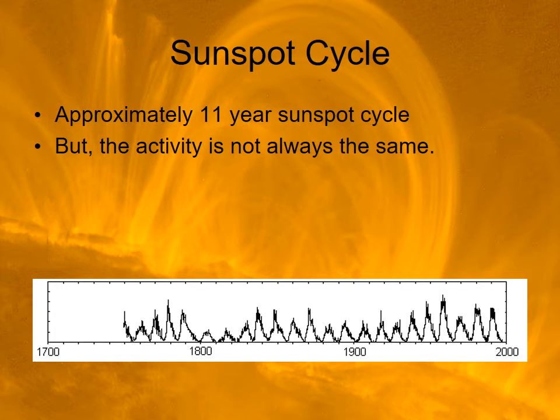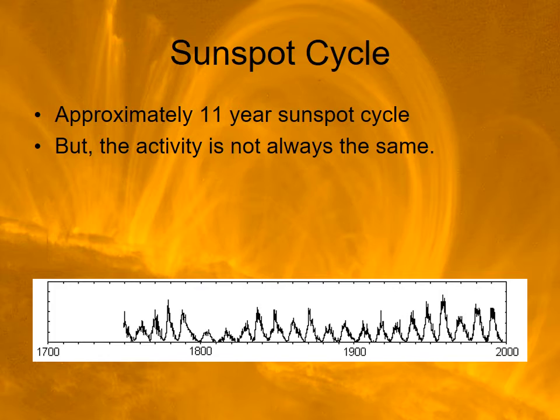Astronomers realized that the sun sometimes has lots of spots, sometimes few spots, but it's not random. It kind of comes and goes. And so one of the things we've noticed is that it peaks about every 11 years. So we call that the solar max, the maximum of sunspots.